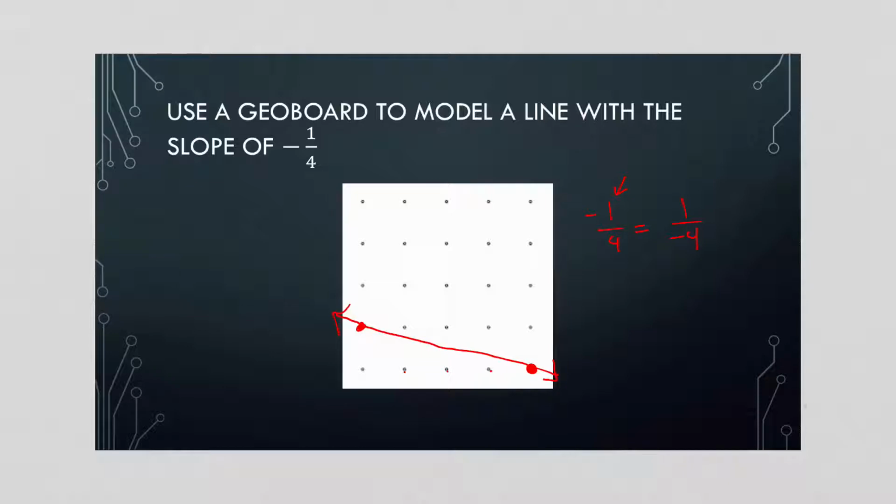Okay, so if I wanted to count it going the other way, so if I started here, I would go up 1, left 1, 2, 3, 4. So I still have a slope of -1/4.